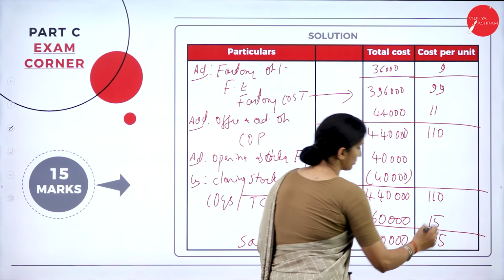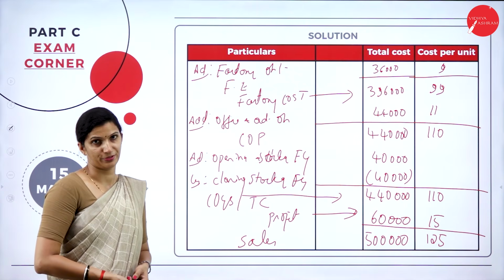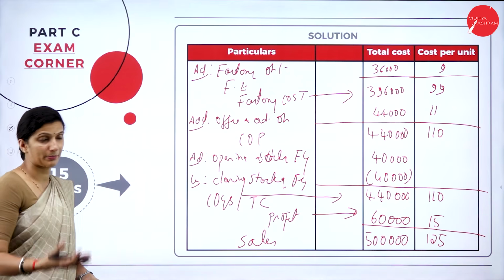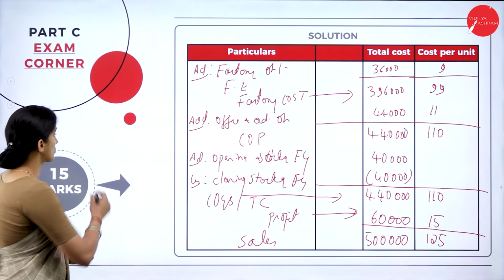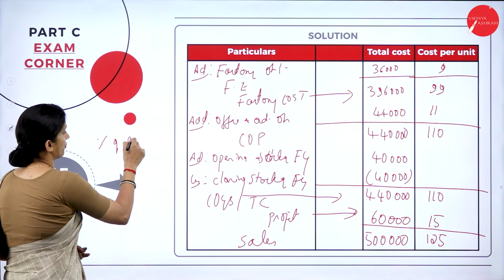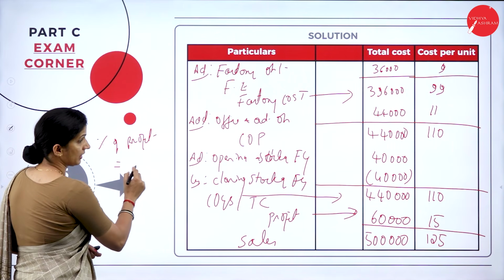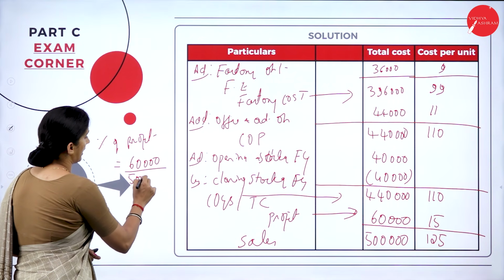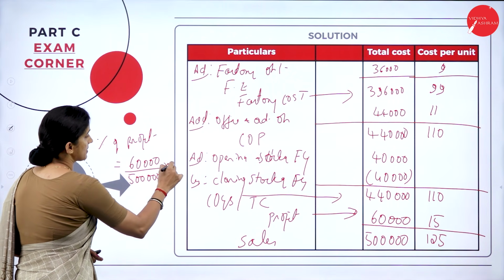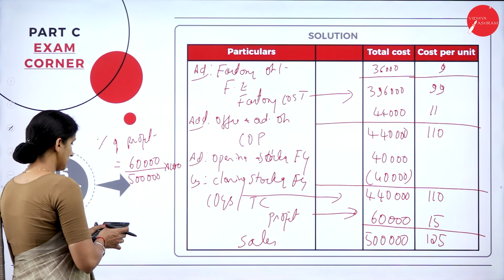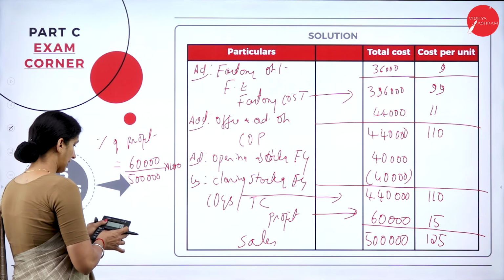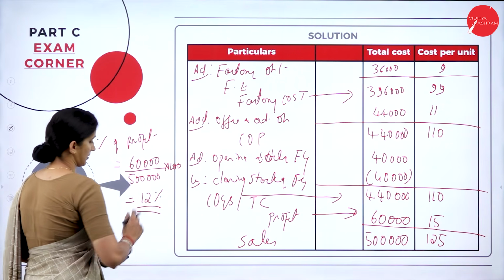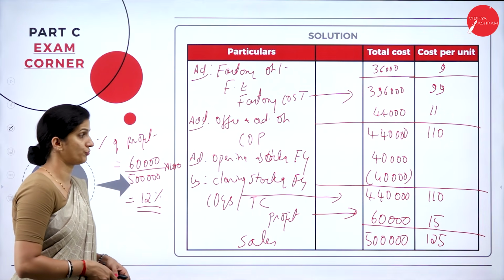And here the per unit rate profit amount will be 50. So this is the preparation of the actual cost sheet. After this, here only we'll calculate the percentage of profit. So your percentage of profit is 60,000 divided by 5 lakh, the sales, into 100. So your profit percentage will be 12%. So this is the percentage of profit.